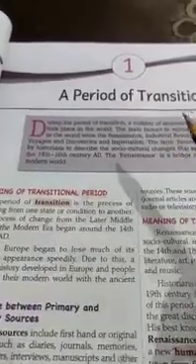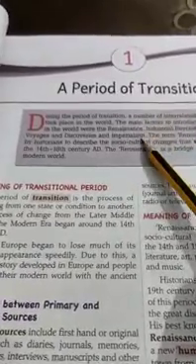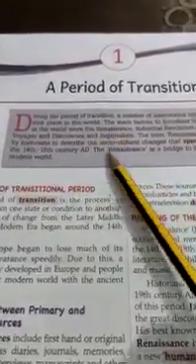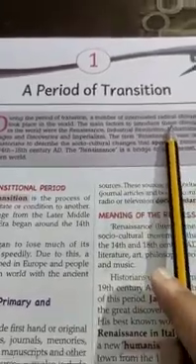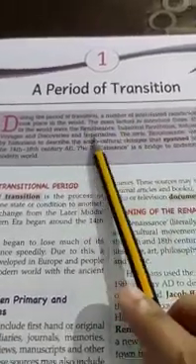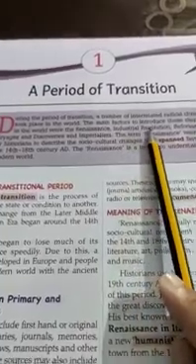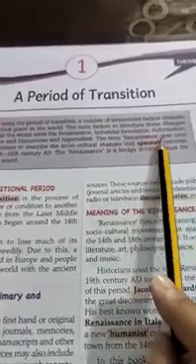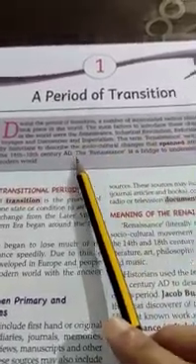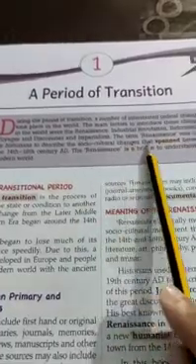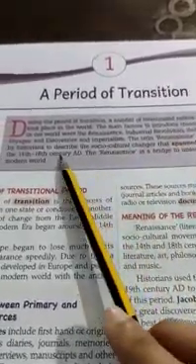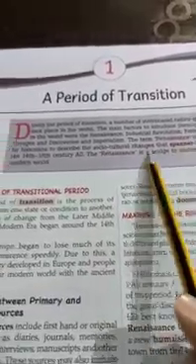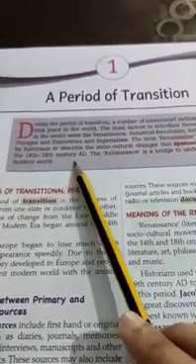Now, coming to the chapter, a period of transition. See what it says: during the period of transition, a number of interrelated radical changes took place in the world. The main factors to introduce these changes were Renaissance, Industrial Revolution, Reformation, Voyages and Discoveries, and Imperialism. The term Renaissance was used by historians to describe the socio-cultural changes that spanned between the 14th and 18th century AD.